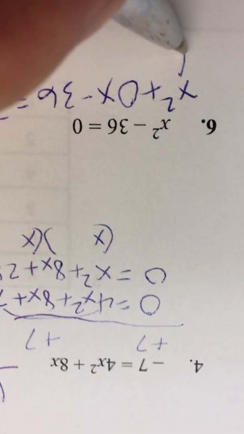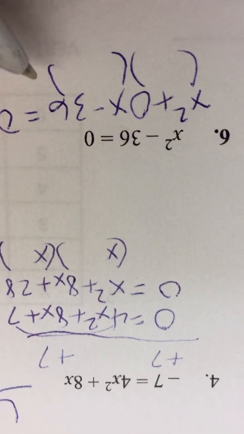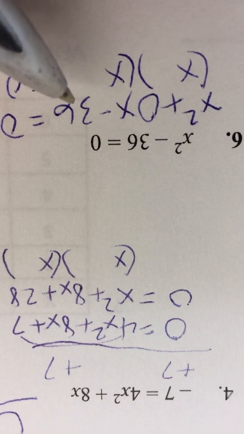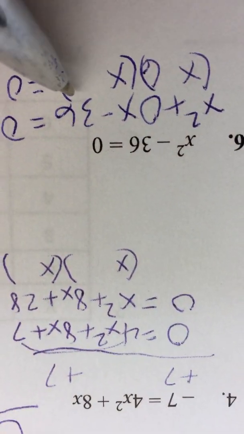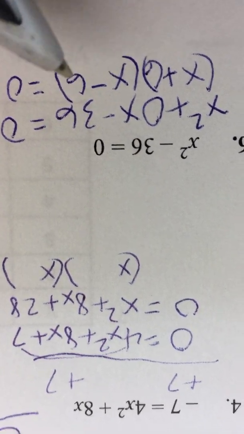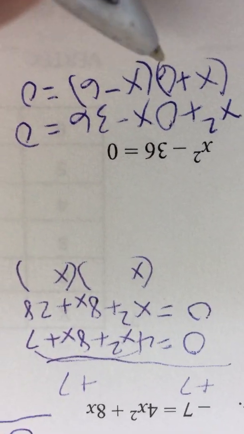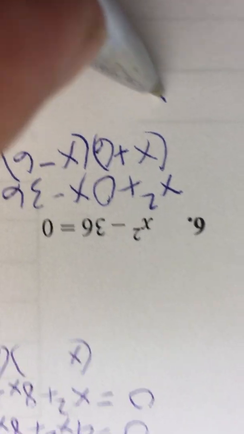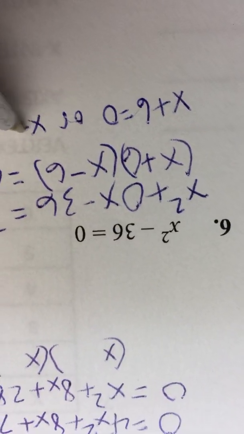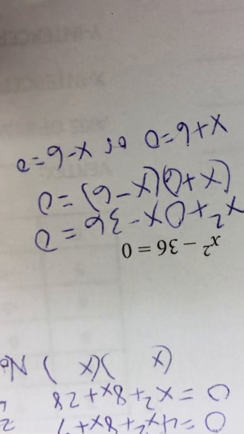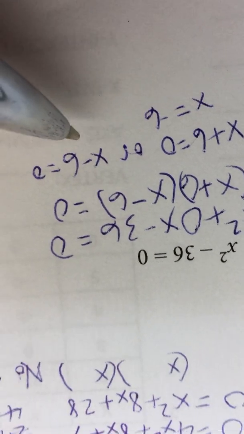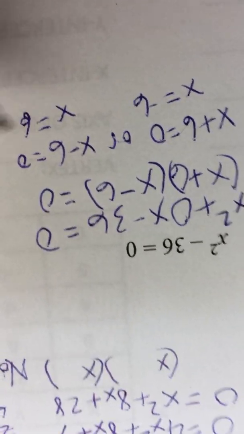And of course, if we're going to factor this, equals 0, x times x. And what number times itself equals 36? It's a 6 and a 6. And of course, to be a 0, that means one's going to be positive, one's going to be negative. So if I add positive 6 and negative 6, I get 0. If I multiply them together, I get negative 36. So either x plus 6 equals 0 or x minus 6 equals 0. And then if you subtract 6 on both sides, x equals a negative 6. If I add 6 to both sides, x equals a positive 6.